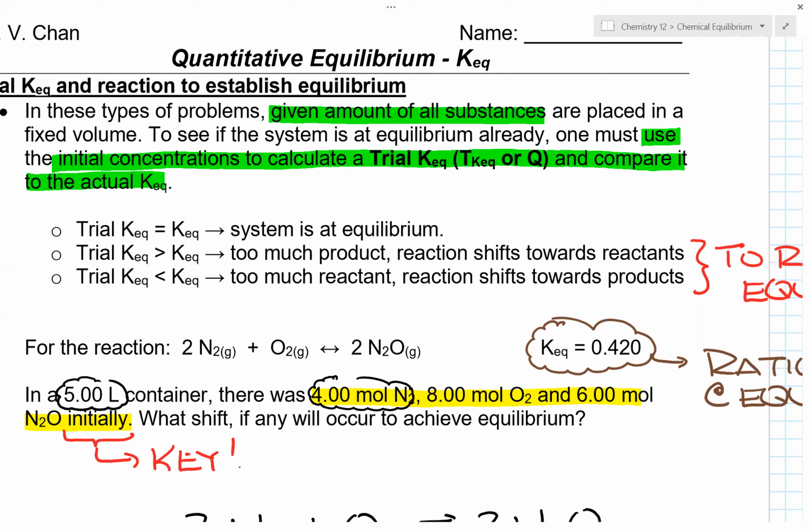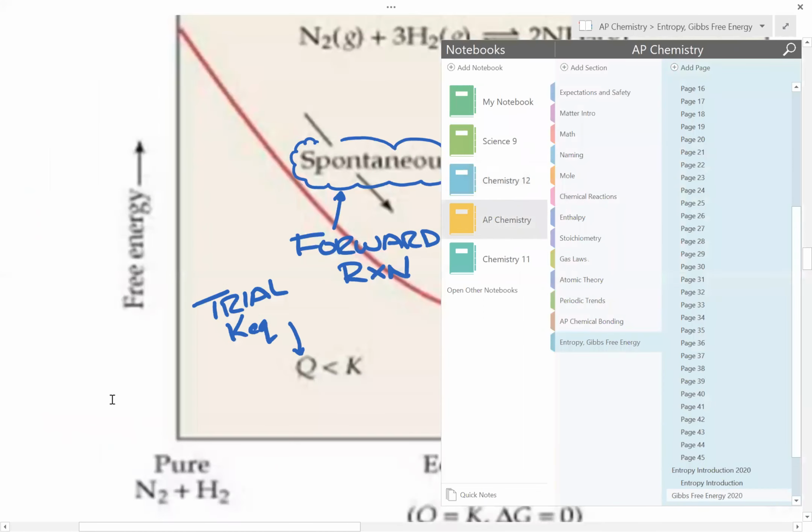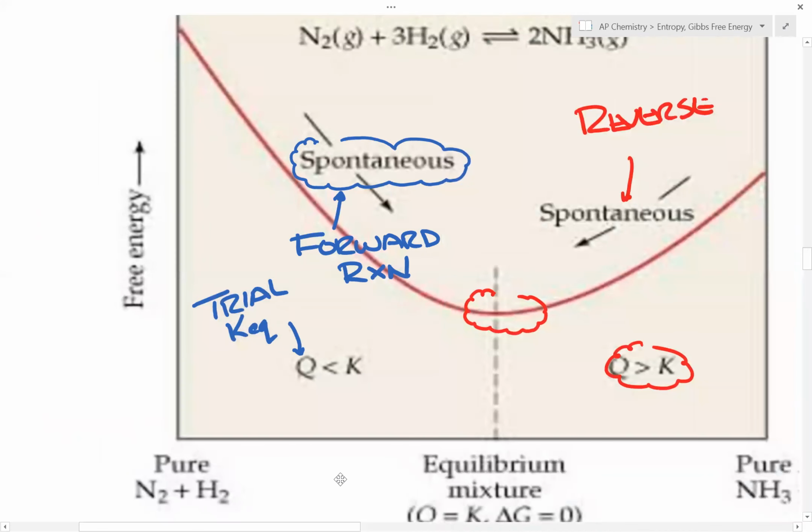Okay? Oh, whoops. If the trial KQ was greater than KQ, you had too much product, reaction shifts towards the reactants. And if KQ is greater than trial KQ, you have too much reactant, reaction shifts towards the products. Sorry, my mistake. Okay, so that's how you relate the two.